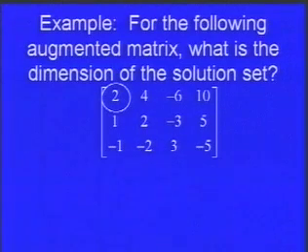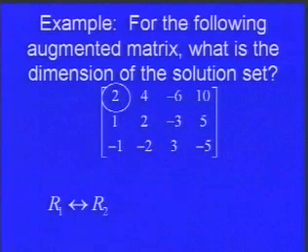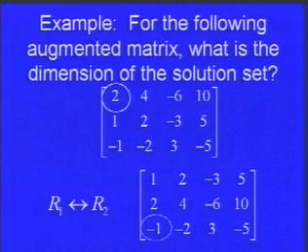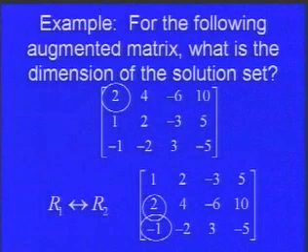Now you could do that a couple different ways. You could divide by 2, which would be like multiplying by half, or you could switch row 1 and row 2. I generally prefer to switch rows because there's less arithmetic involved. So I would switch row 1 and row 2 and then have the first row being 1, 2, negative 3, 5. The second row being 2, 4, negative 6, 10. Okay, that gives me a 1 in the upper left-hand corner. Then we want to get zeros below it. So I want the negative 1 and the 2 to be zeros.